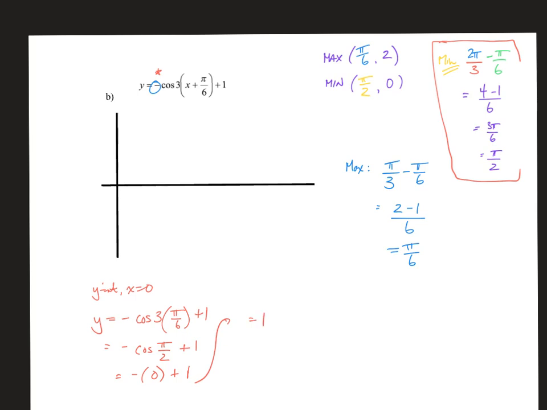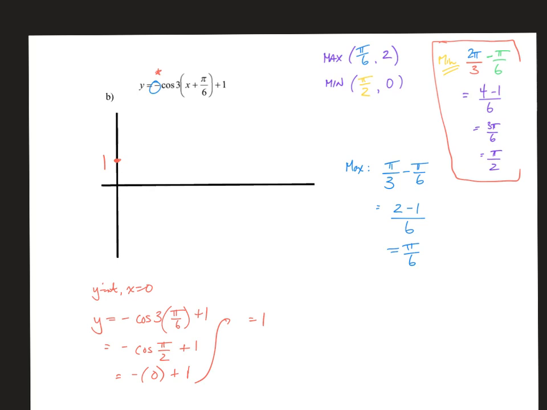So let's put all those properties together. Okay, first off, my y-intercept puts me at 1. I take a look. Pi by 6 is my max. Pi by 2 is my min. My max is going to occur before my min because pi by 6 comes before pi by 2. And so I can go through and I can plot those values.